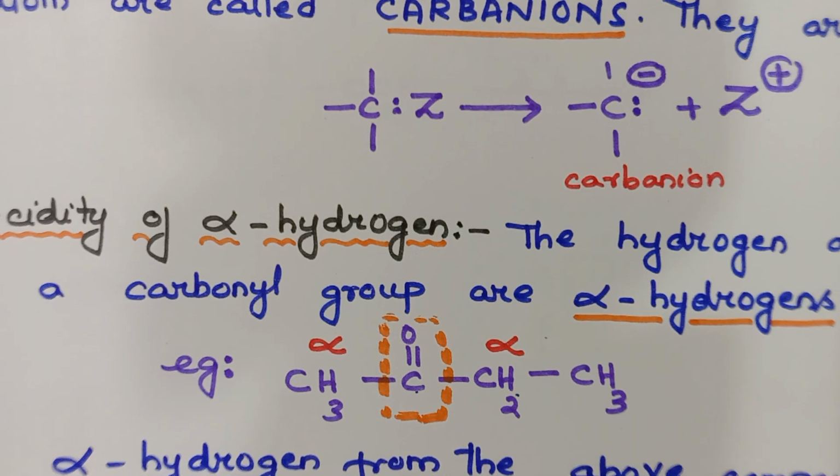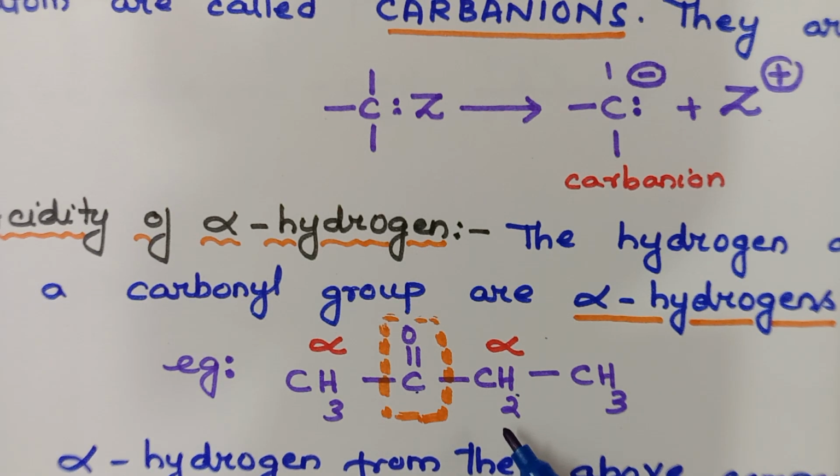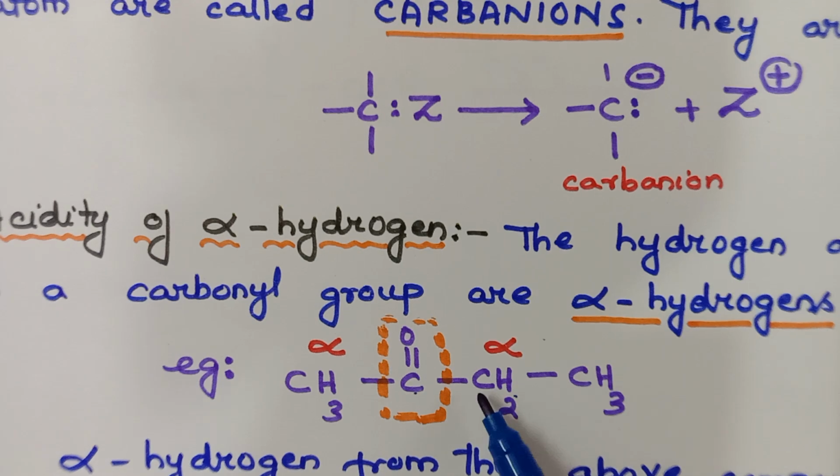Okay, now you understood what an alpha hydrogen is. Fine. Now these alpha hydrogens can be easily removed. How can they be easily removed? With the help of a strong base, for example, sodium ethoxide.